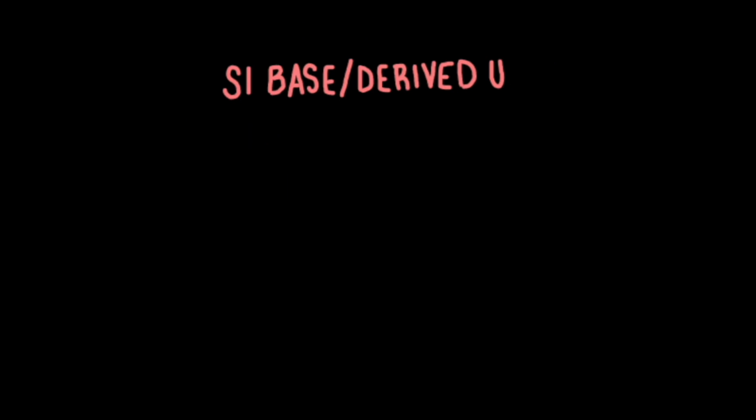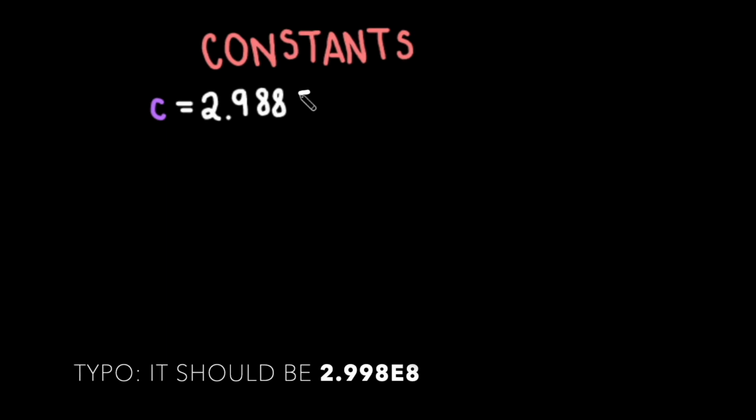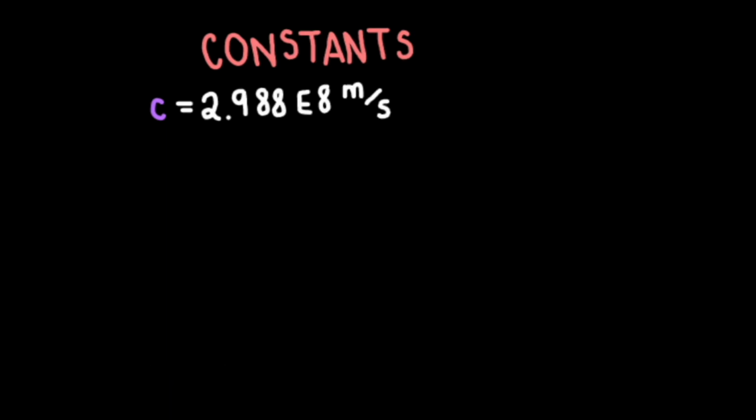Constants. So we also have a lot of constants used in astronomy. We'll go over some of the main ones here. Obviously, there's a lot more, but these are just kind of general ones. C is huge, not just in terms of the actual value, but in terms of its relevance to astronomy. The speed of light is 2.998 e to the 8th meters per second.